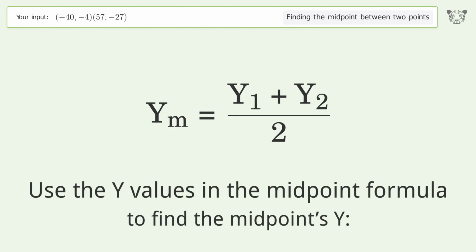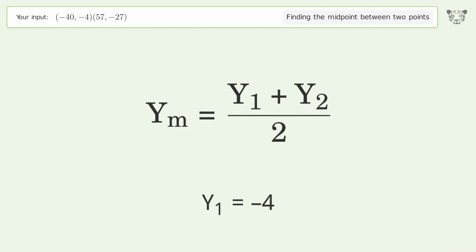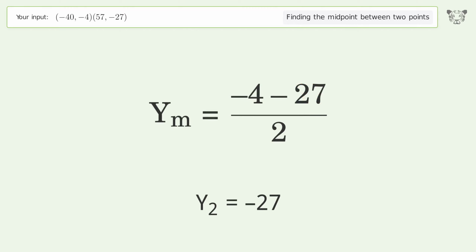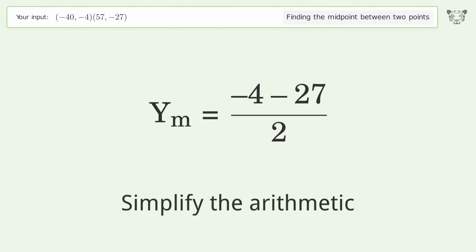Use the y values in the midpoint formula to find the midpoint's y. y1 equals negative 4. y2 equals negative 27. Simplify the arithmetic.